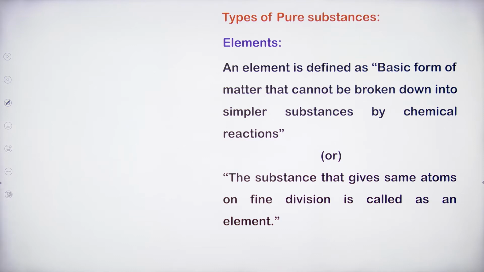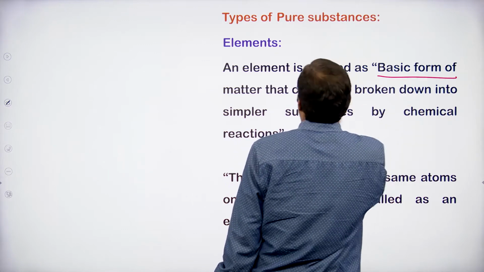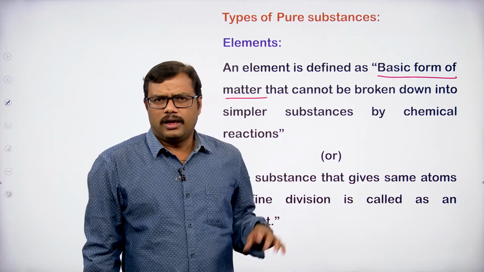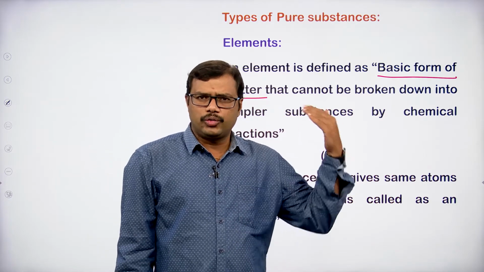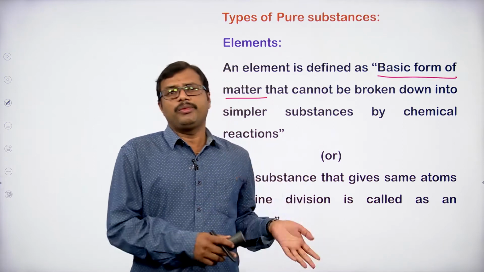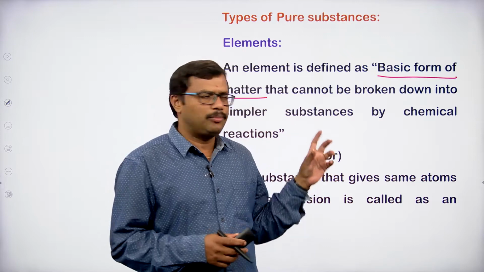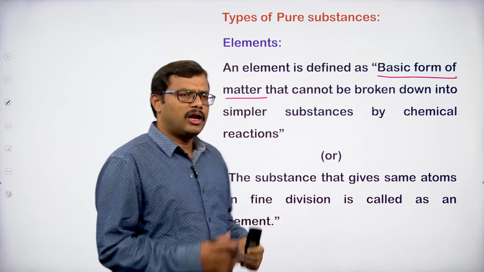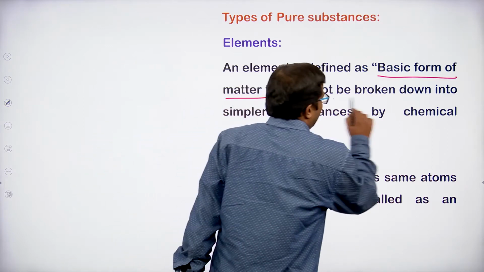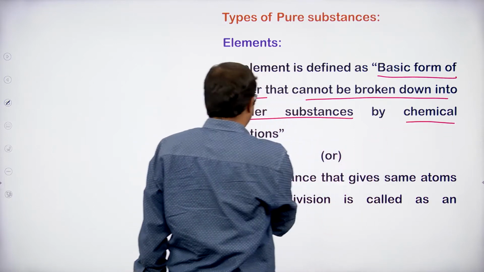Here, if we observe the definition, an element is defined as the basic form of matter. We categorize matter into solid, liquid and gas based on physical states. Whatever the physical state of the matter, every matter is made up of elements only. An element is the basic form of matter, but it cannot be further broken down into simpler substances by chemical reactions.